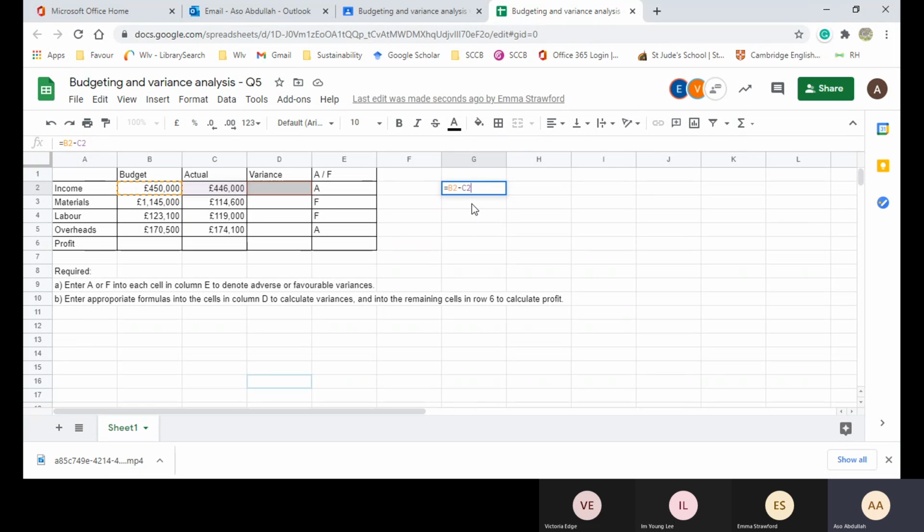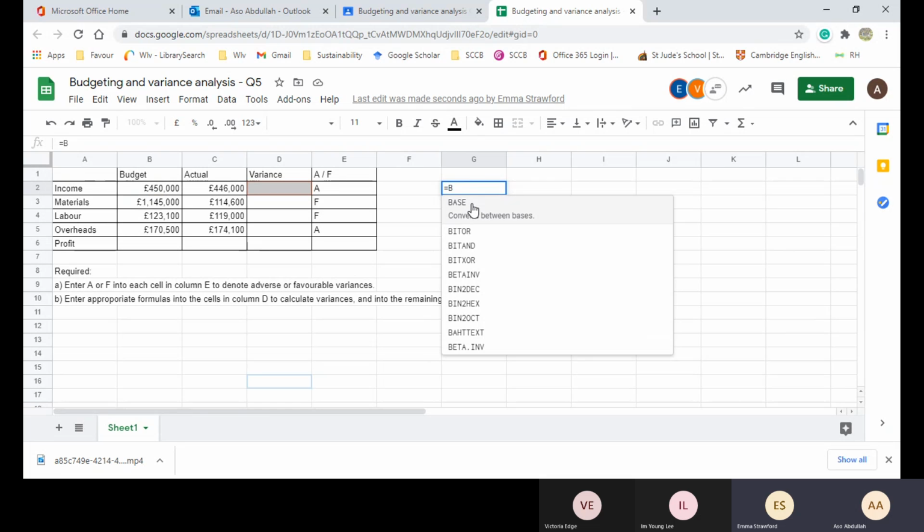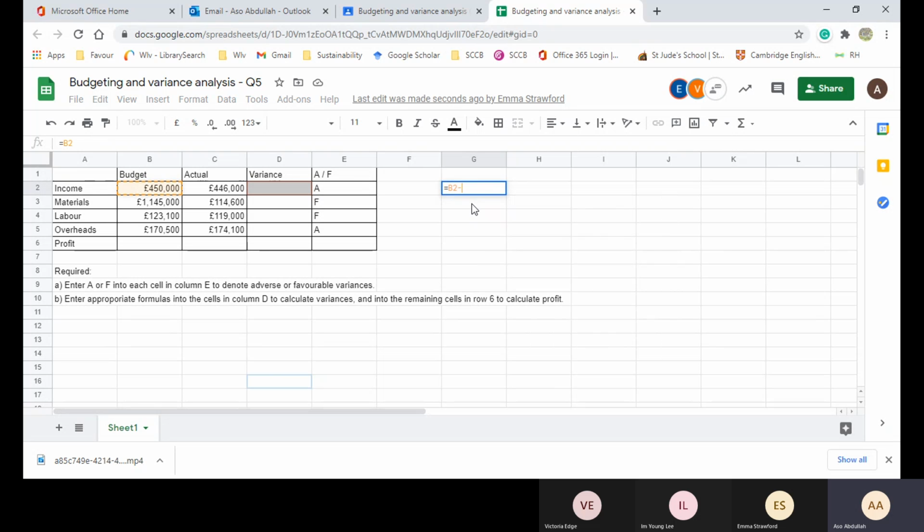C2, which is 446,000. Sorry, how do you do the formula again? Equal B2 minus C2. So B2 minus C2, that's what gives us the £1,000 difference.